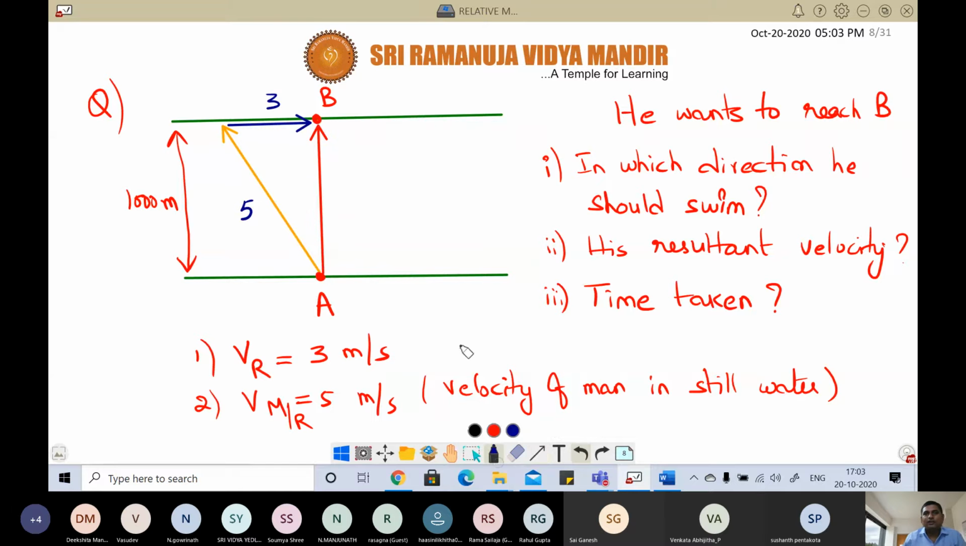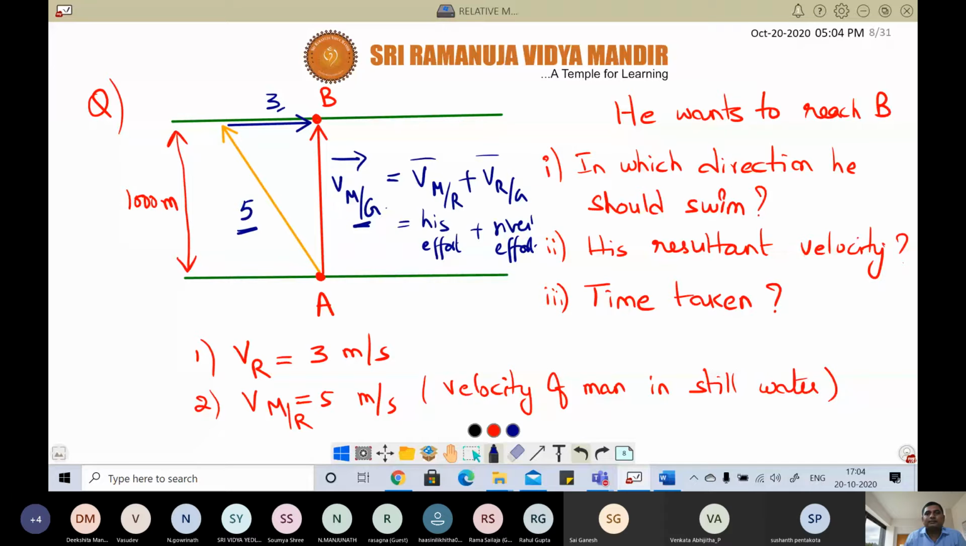This is called the velocity of man with respect to ground. This is his effort. This is the reverse effort. So this is nothing but man's effort plus reverse effort vectorially. That is what we wrote now: velocity of man with respect to ground is velocity of man with respect to river plus velocity of river with respect to ground, which means his effort plus reverse effort. Vectorially, the resultant. Now once you draw this triangle, everything is in the triangle. So drawing the triangle is very important. Nothing else is there.